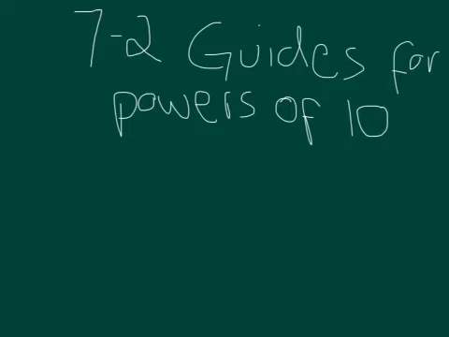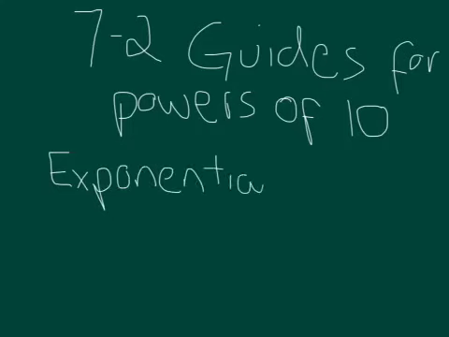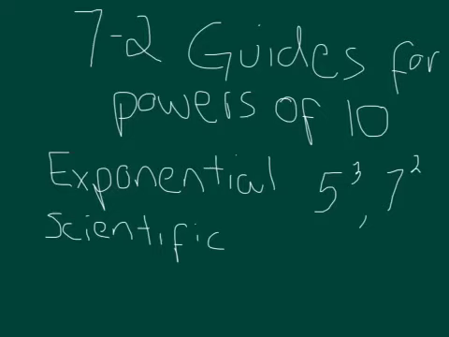So in lesson 7-1, we talked about exponential numbers and standard numbers and scientific numbers. Now, exponential numbers are any number with any base from between 1 to 9 with an exponent. For example, 5 to the power of 3 is an exponential number, or 7 squared. Those are exponential numbers. Then scientific notation is often used with the base 10. So 10 to the power of, let's say, 2, which equals 100.